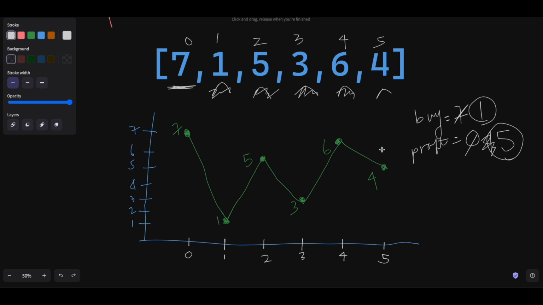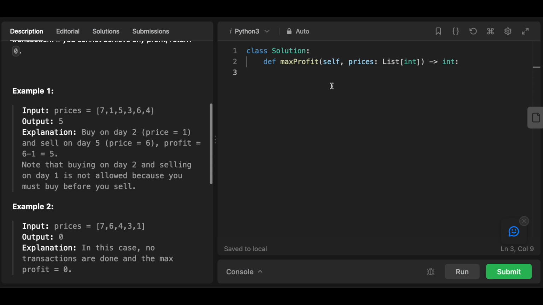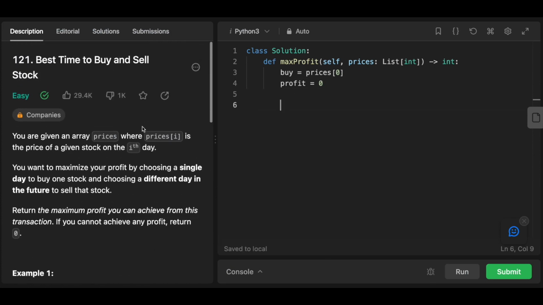And this allows us to do it in, first of all, constant space. We use no extra space, we just use variables, and in a single iteration. Okay, so let's convert that to code, shall we? We initialize buy to whatever the first price's value is, and we initialize profit to 0. And all we did was we iterated for a sell day in the range.